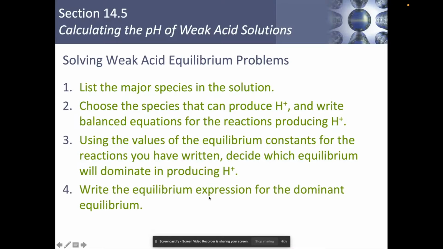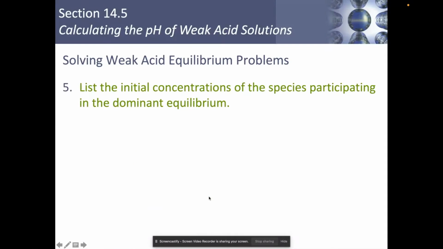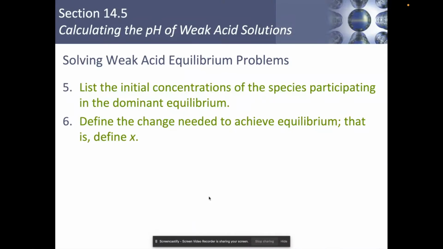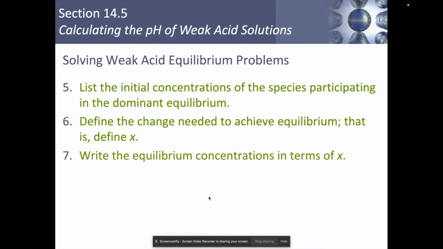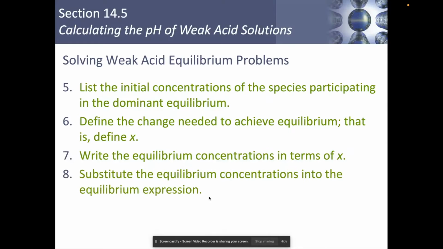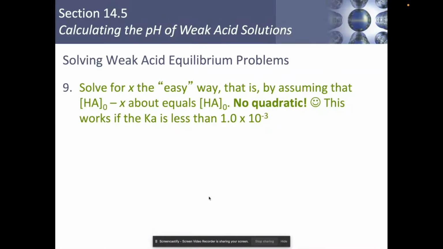You write your equilibrium expression. You list the initial concentration. So we're doing an ICE diagram again, right? We need to define our change. That's our C. That's going to be our X. We're going to write our equilibrium concentrations, right? So that's the E in the ICE diagram. We're going to substitute the equilibrium concentrations into our expression. We're going to solve for X.